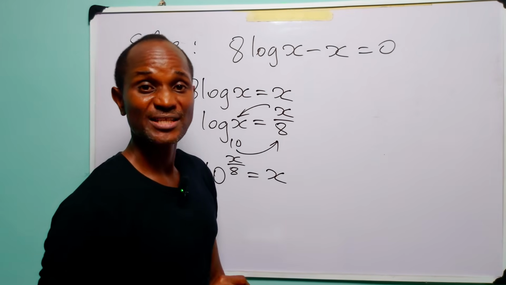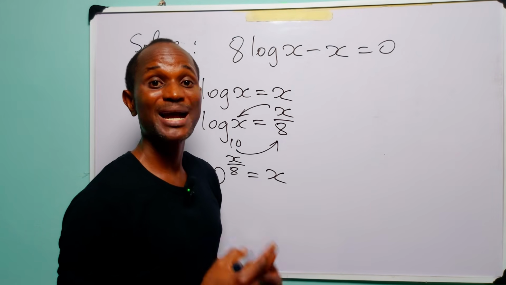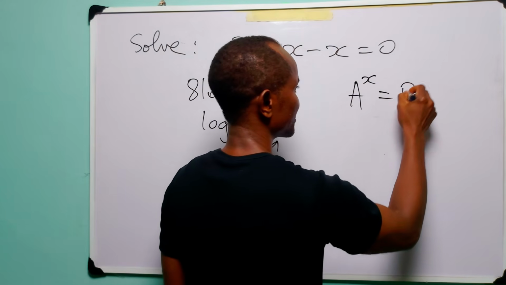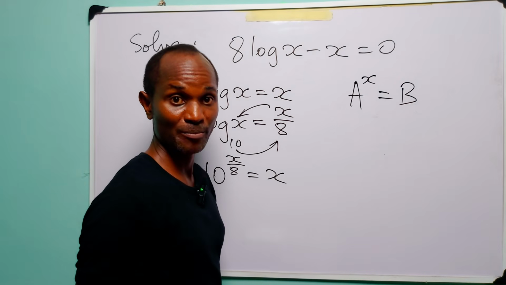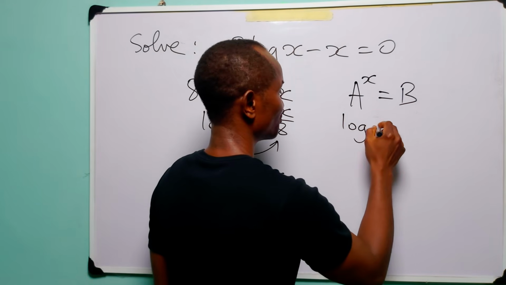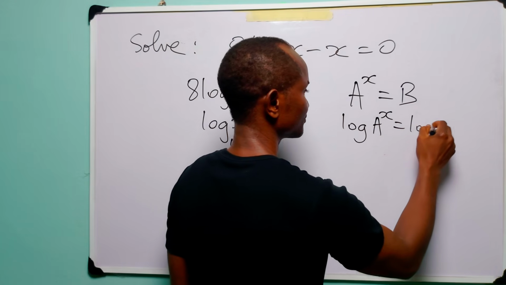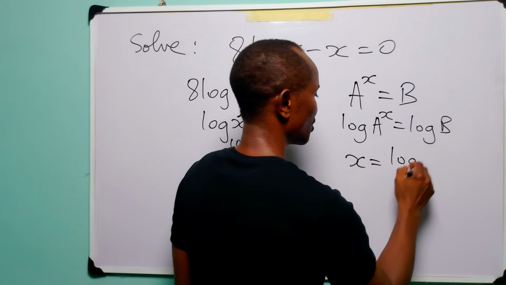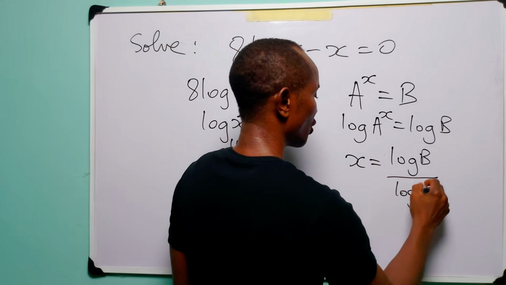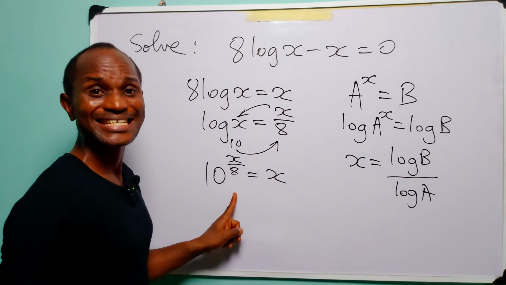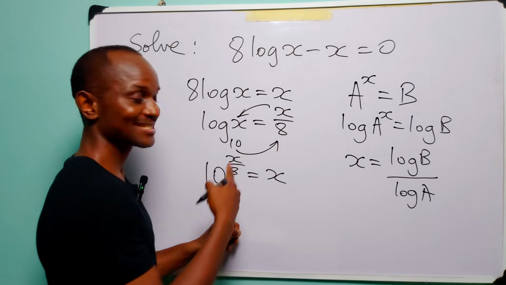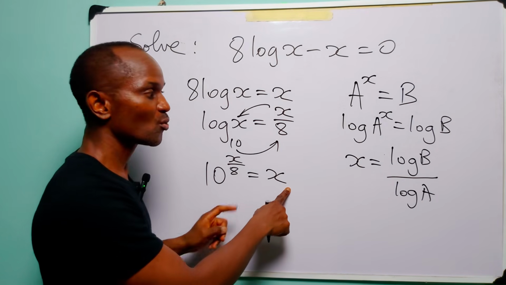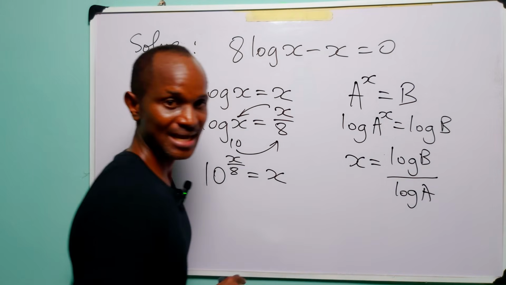Now you know that when we solve exponential equations, usually what we do is to manipulate the equations until we get to the form a raised to power x is equal to b, where a and b are real numbers. Then we take log of both sides and we end up with the solution x is equal to log b divided by log a. But notice that in this case, we have x, the unknown, both in the exponent and outside the exponent. So we cannot simply take log of both sides.